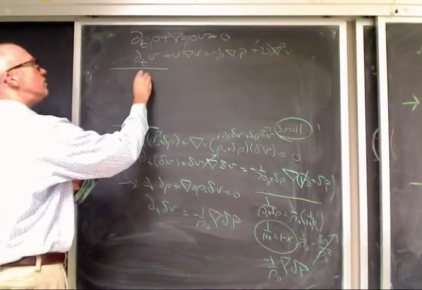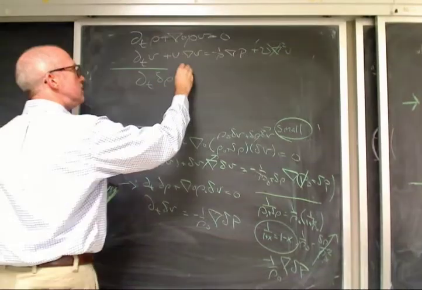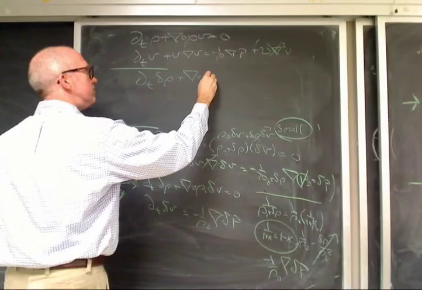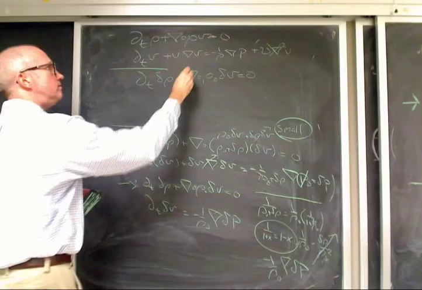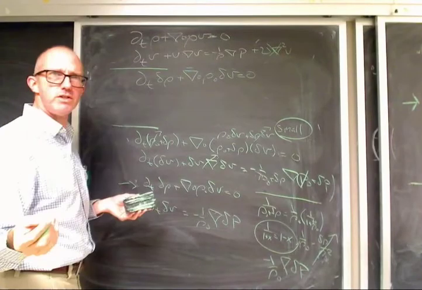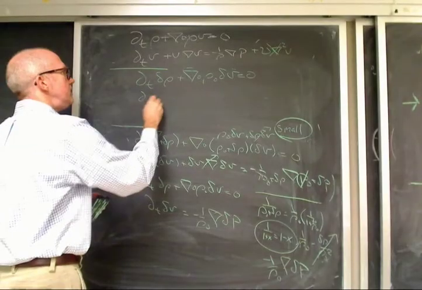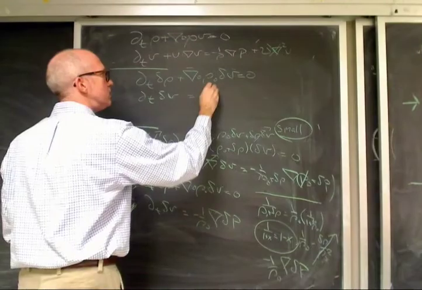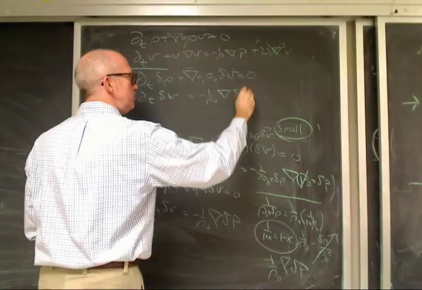So our linearized equations are d by dt of delta rho plus div rho naught delta v equals 0. Formally, these are vectors, but I'm going to move to 1 dimension in like 4 seconds. And then dt of delta v equals minus 1 over rho naught grad delta p.